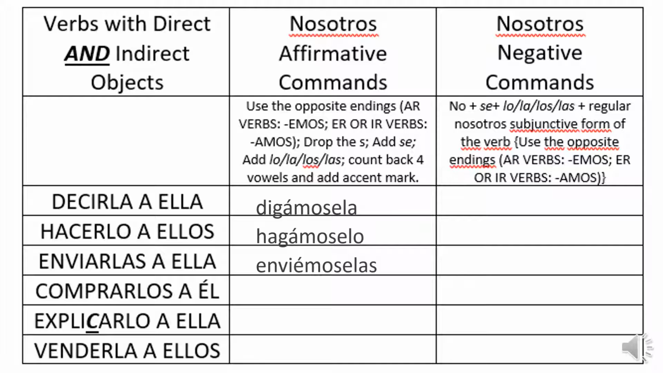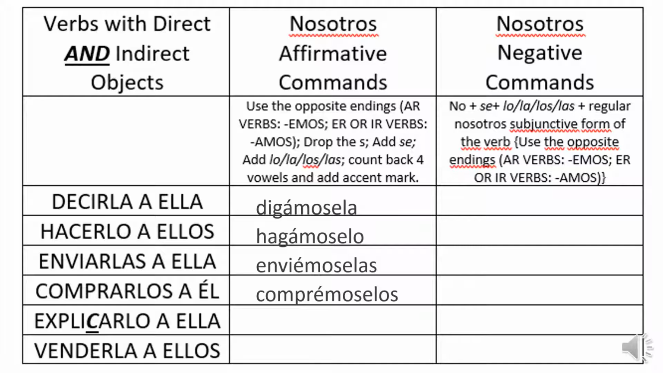Comprarlos a él. Comprárselos. Comprémoselos. I'm sorry. So, for comprarlos a él, comprémoselos. We added EMOS, dropped the S, added se, added los, counted back 4 vowels, and put the accent on the E. Comprémoselos. Let's buy them for him.